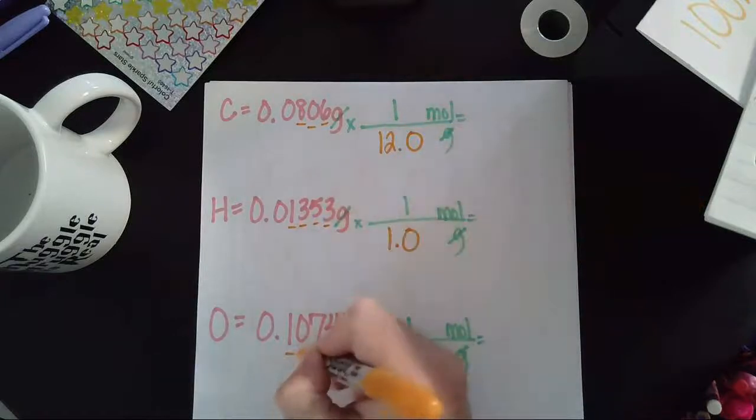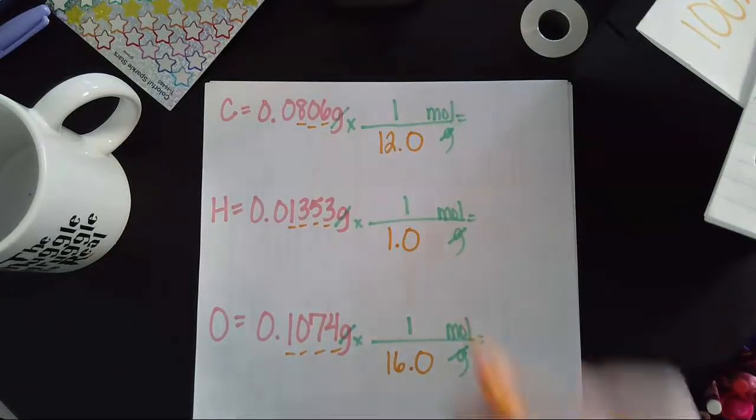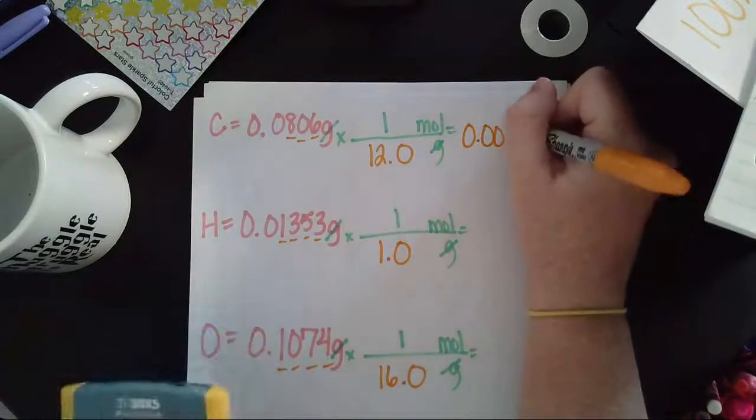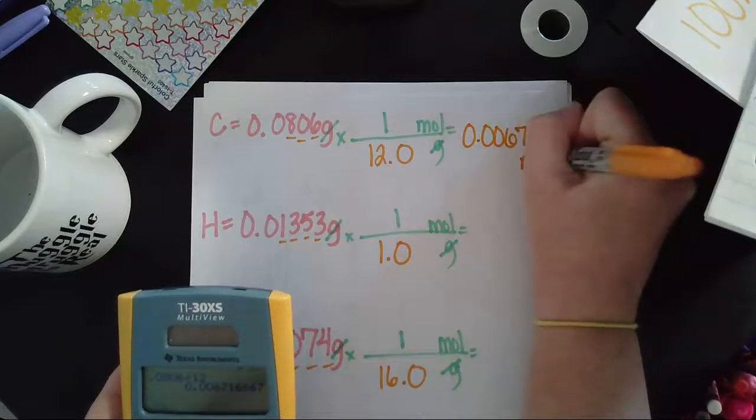This one has 4, and this one has 4. And that's going to tell me how many digits I want my answer to have. So for carbon, for example, we're going to do 0.0806 times 1 divided by 12. And I'm going to get 0.00, let's see, I want 3 digits, so 0.00672 moles. So this is moles of carbon.